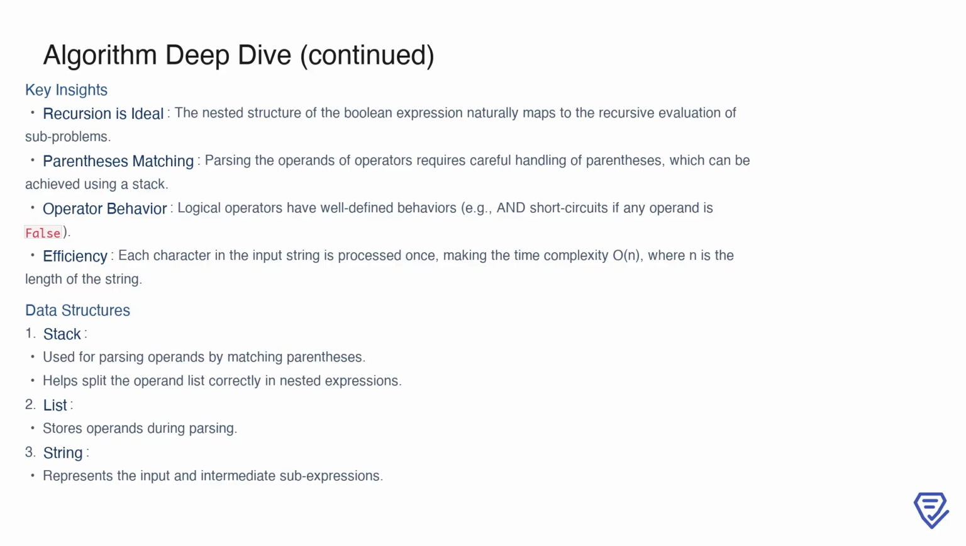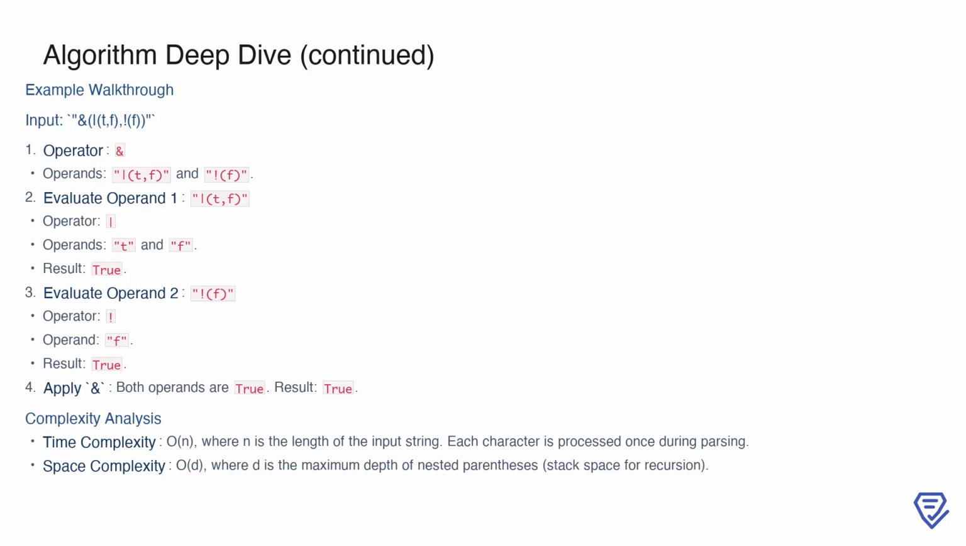Additional data structures like stacks and lists help manage intermediate states, such as storing operands during parsing or handling nested expressions. Let's walk through an example to see the algorithm in action. The input expression is AND T F, F.